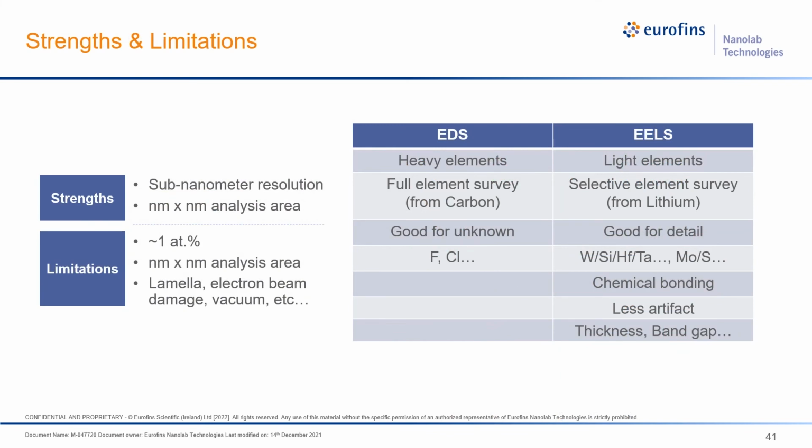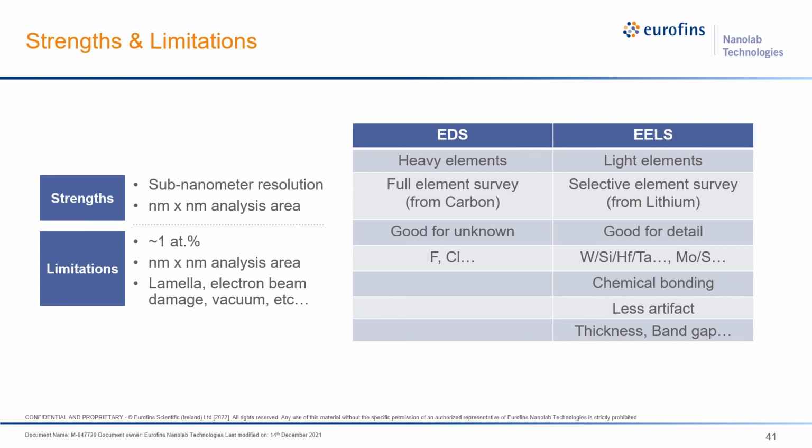Now, at last, I will give some summary on the strengths and limitations of EDS and EELS. First, the EDS and the EELS we talk about today are all based on TEM, so they can give sub-nanometer resolution. This is especially useful if you are looking at ultra small features such as sub-nanometer FinFET. And also the analysis area of EDS and EELS is around a couple of nanometers. So again, if you're looking at small features, this is very useful.